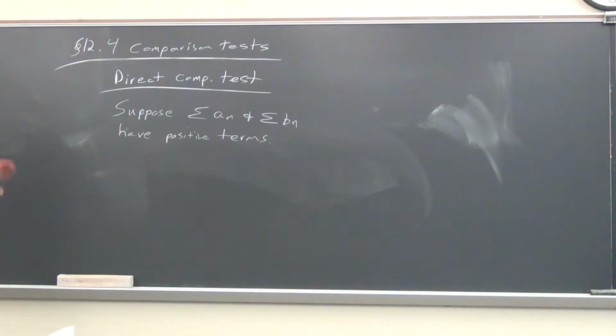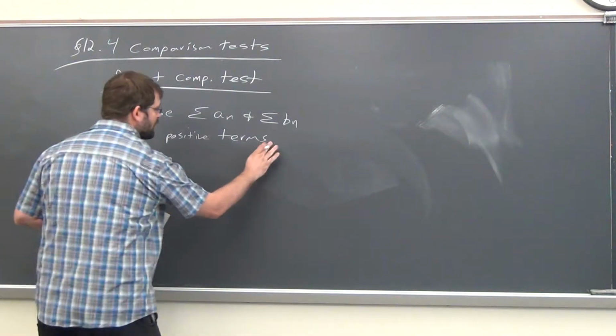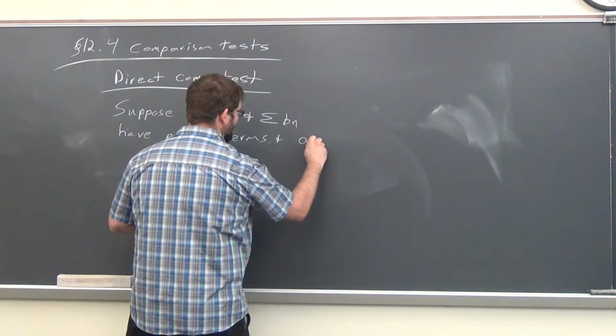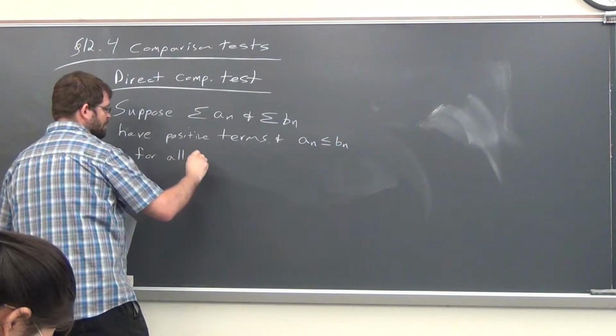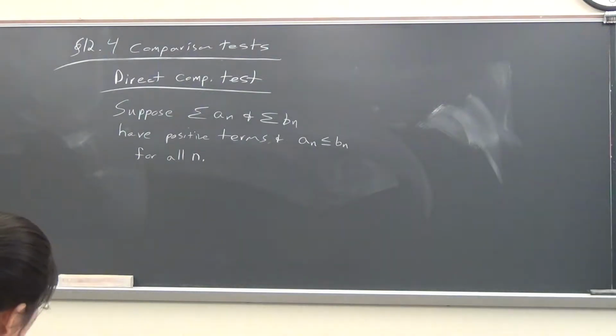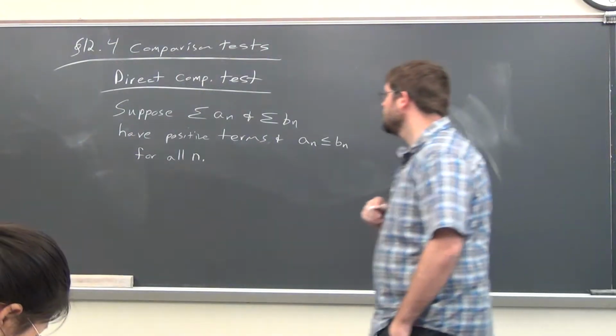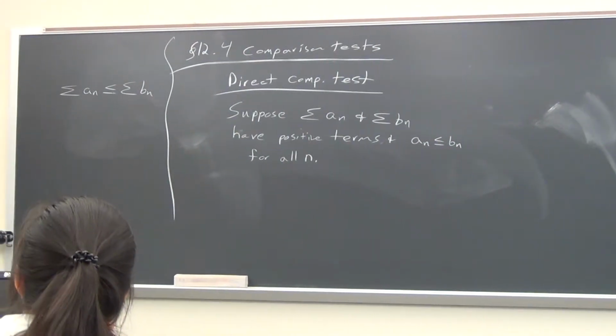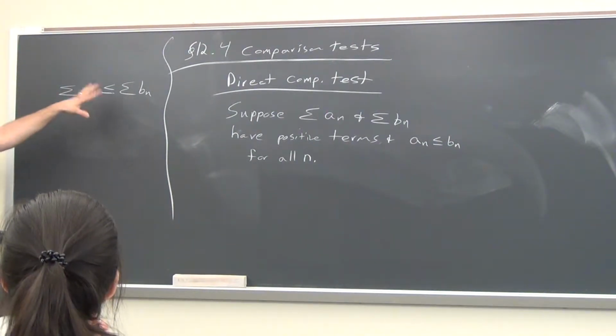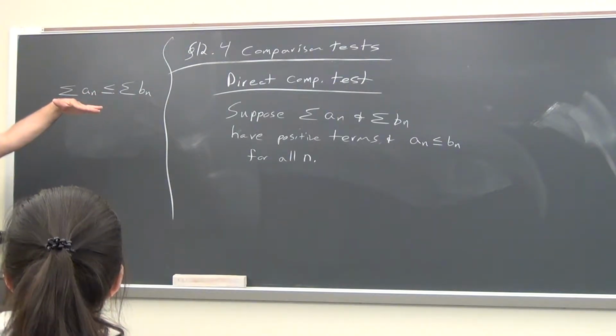Okay, and then we'll have two different pieces to this direct comparison test. So let's assume a sub n is less than or equal to b sub n for all n. All right, so let me come off to the side here for a second. So if a sub n is less than or equal to b sub n, then it makes sense that the sum of the a sub n's will be less than or equal to the sum of the b sub n's. Does that make sense? And so for each s sub n on each side, the partial sums, that'll definitely be true. And so if you take the limit, that stays true, okay?